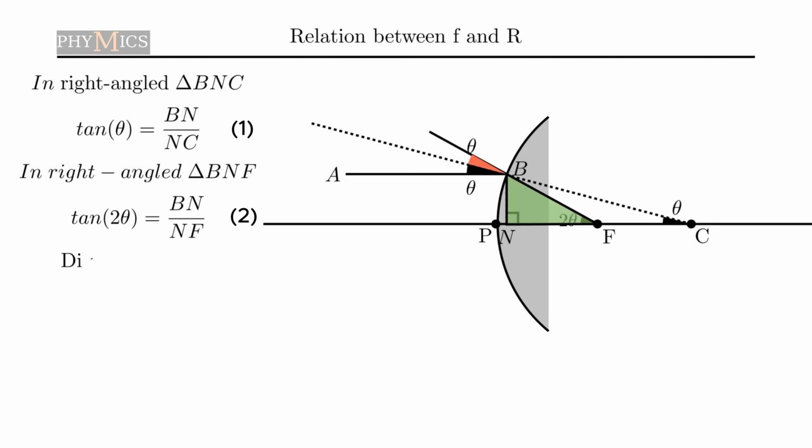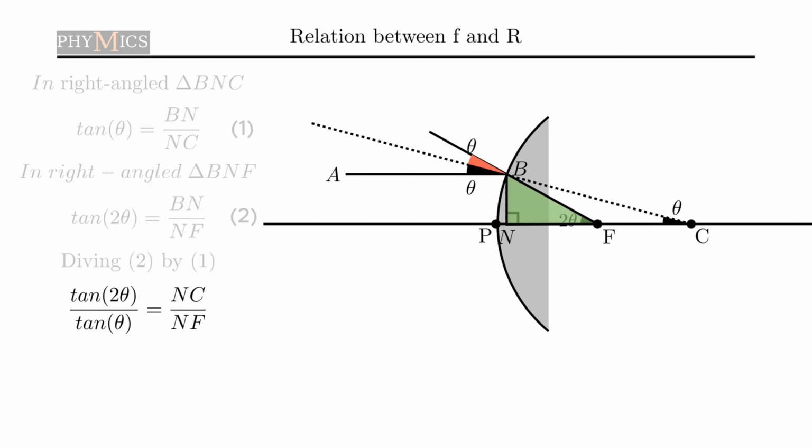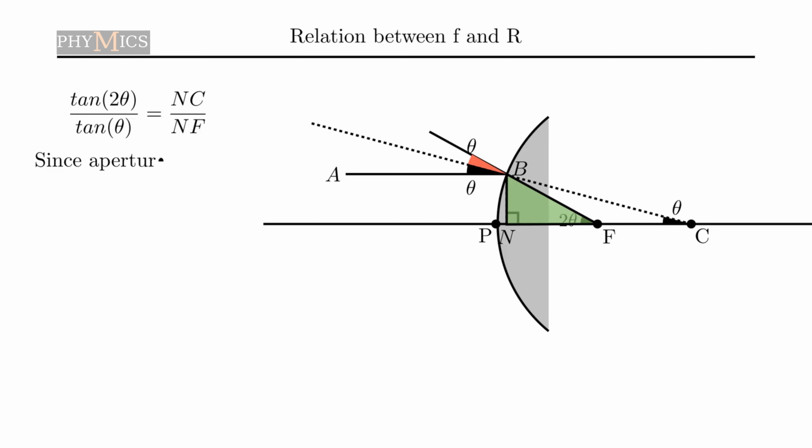On dividing equation 2 by equation 1, we get tangent of 2 theta upon tangent of theta equals BN upon NF divided by BN upon NC. On simplification, this can be written as BN upon NF multiplied by NC upon BN. On cancelling BN with BN, this reduces to NC upon NF. Since the aperture is small, NC can be approximately written equal to PC, which is equal to R, and NF can be written equal to PF, which is equal to the focal length F.